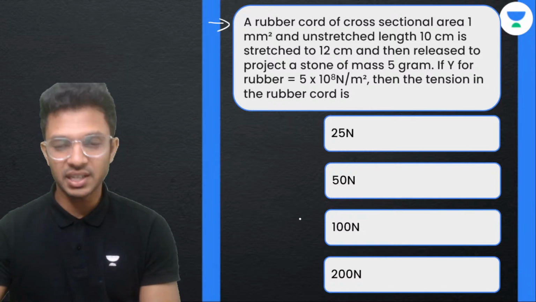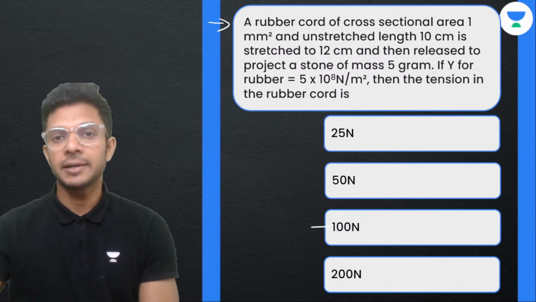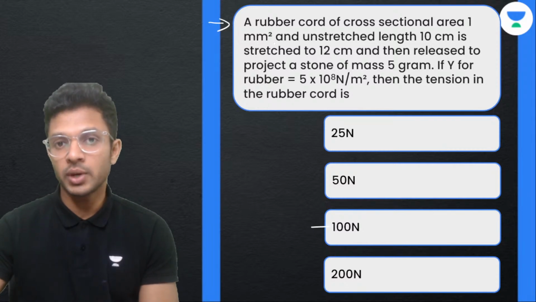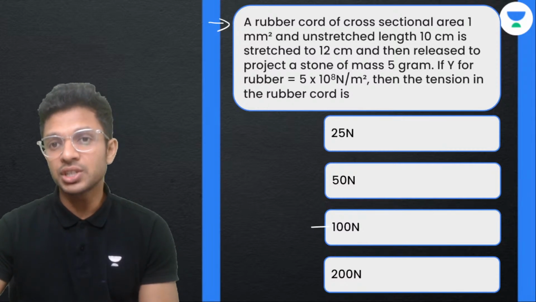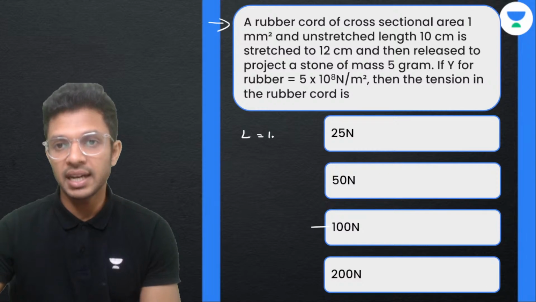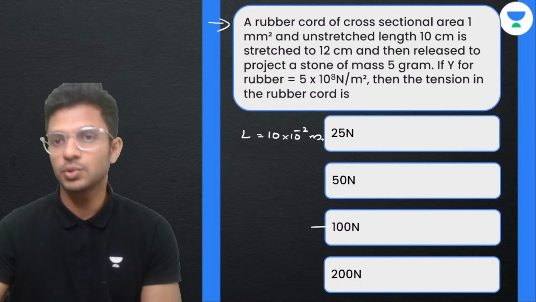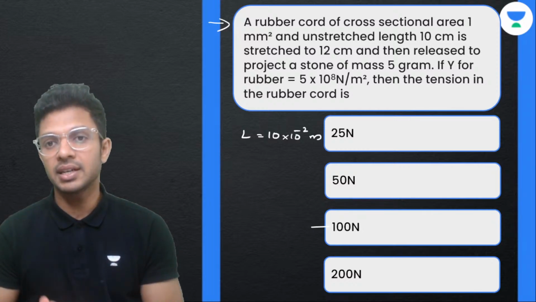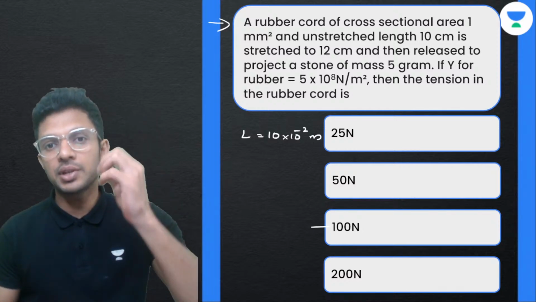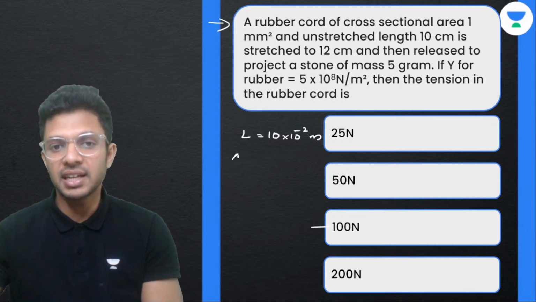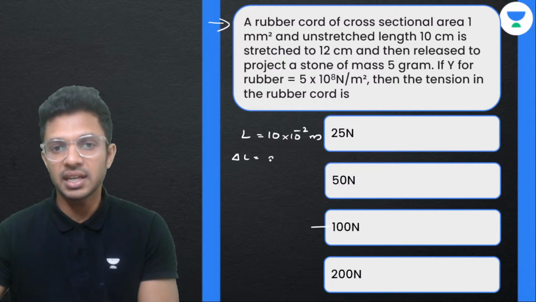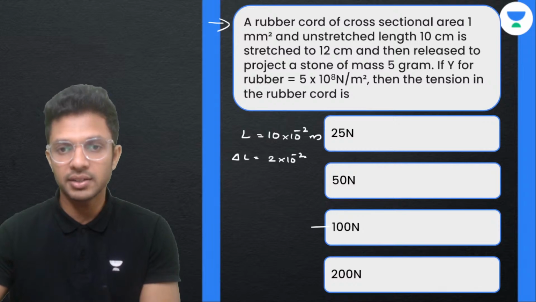Has anyone given me the answer already? Lakshman, option C, yes, very good, it's 100 Newton. See, a rubber cord of cross-sectional area 1 millimeter square and unstretched length, meaning initial length, is given as 10 centimeters or 10 into 10 power minus 2 meters, is stretched to 12 centimeters. Initially it was 10, now it is 12. So change in length how much? Delta L is 12 final minus 10 initial, that is 2 into 10 power minus 2 meters.